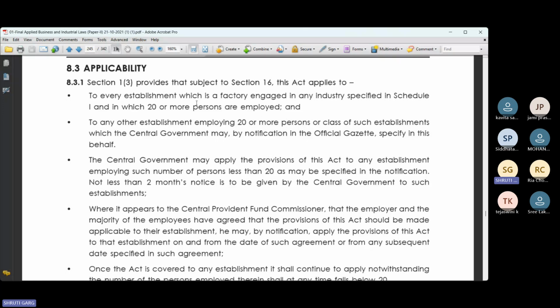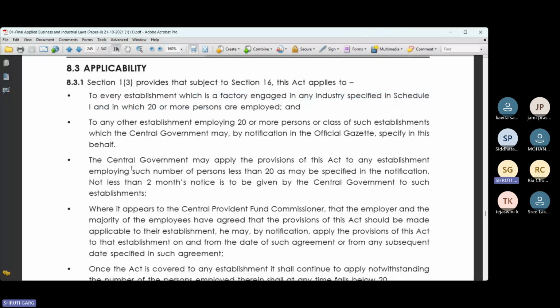Means first line, this act will be applicable to all factories, all establishments in which 20 or more persons are employed. And to any other establishment employing 20 or more persons, or class of such establishment which the central government may by notification in the official gazette specify in this behalf.